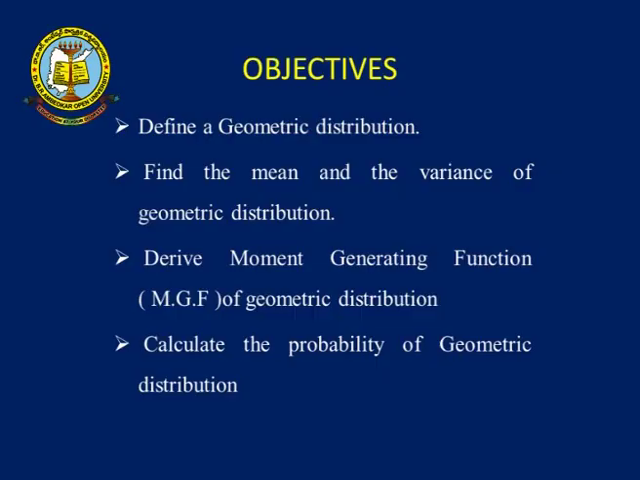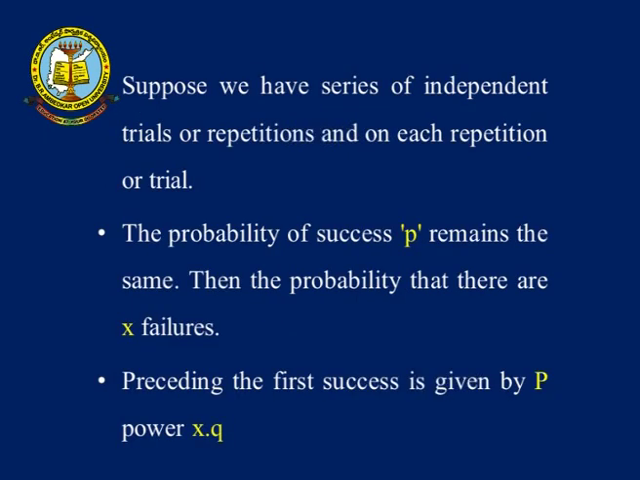So in the geometric distribution, what are the objectives? Define the geometric distribution. Find the mean and the variance of the geometric distribution. Define the MGF, the moment generating function, of the geometric distribution. Calculate probabilities of the geometric distribution. These are the objectives.